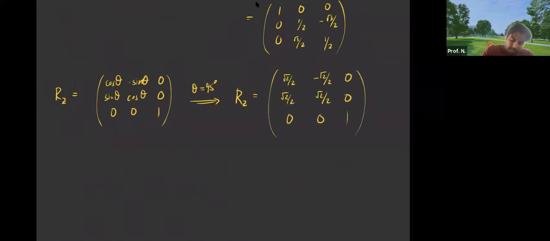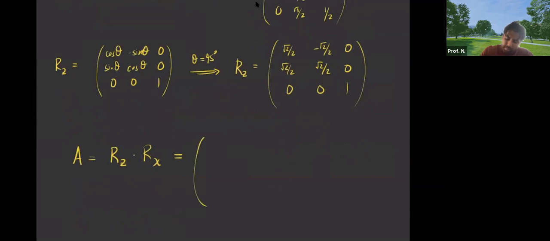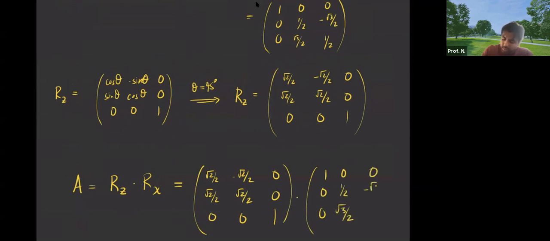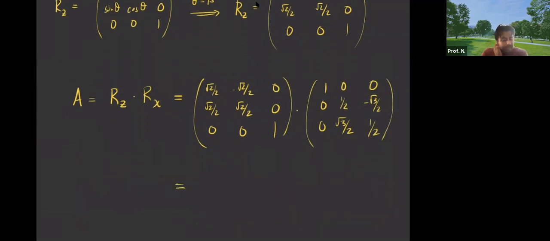And then you have the task to find what A is, but A is really what? Rz multiplied by Rx. And remember, Rx is first, so it's on the right side, and then the left side is the second rotation matrix. So then you have rad 2 over 2, negative rad 2 over 2, 0, rad 2 over 2, rad 2 over 2, 0, 0, 0, 1. I'm multiplying this by 1, 0, 0, 0, 1/2, negative rad 3 over 2, 0, rad 3 over 2, 1/2. And I think you can take it from here, right?